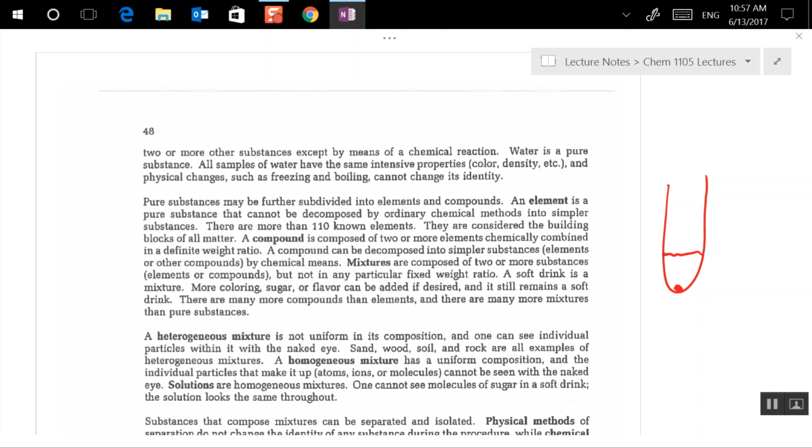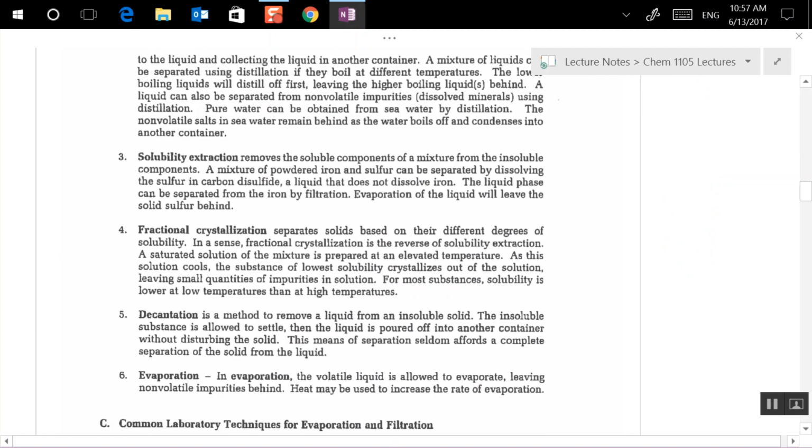So maybe like 2 milliliters. And that might even be what the protocol calls for. Let's see.